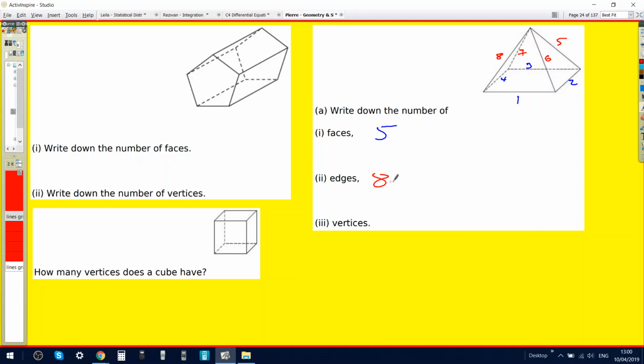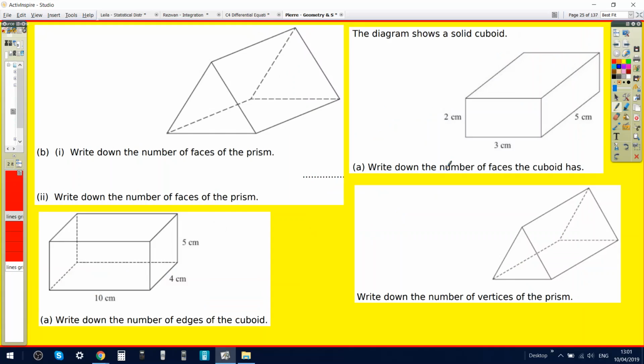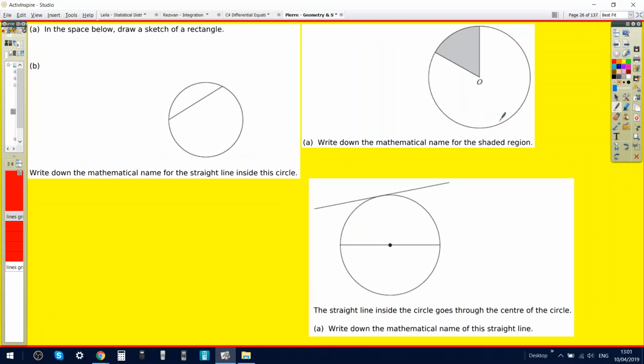I got confused. I was looking at the corners, like the points. That's what I was adding up. That's why I did that wrong and got confused. So vertices is 5. Yeah, you're correct about that. So we did that. I think you're okay there.